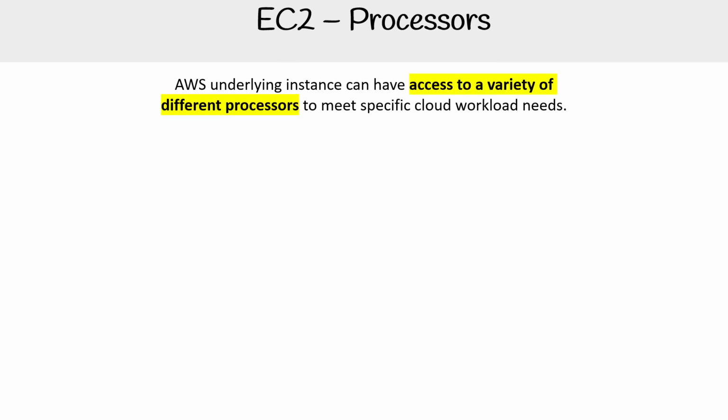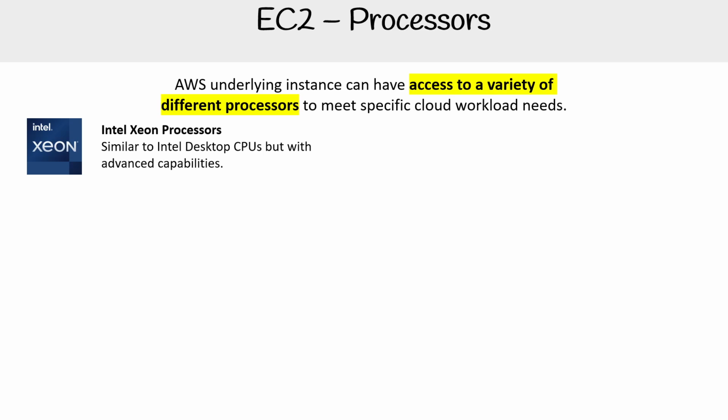I think it's worth spending some time learning about the different kinds of processors that are available, at least on AWS. So AWS underlying instances can have access to a variety of different processors to meet specific cloud workload needs. This is going to be really determined based on the instance family and its version. But let's just make sure we're familiar with these brands. The first is Intel Xeon processors.